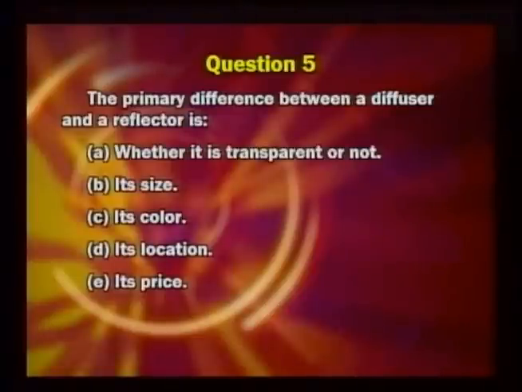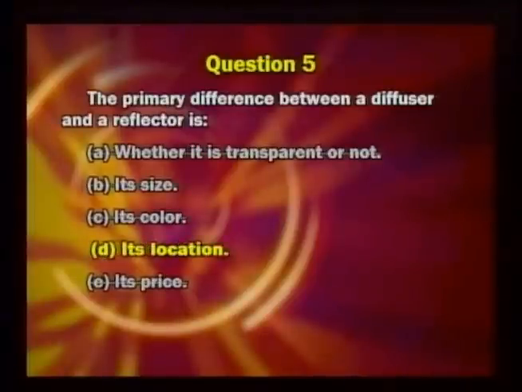I'd say probably its location. Okay. Bingo. Its location. Diffusers go between the light source and your subject. Reflectors go outside of the light source and your subject. You put your subject between your reflector and your light source. So, answer there is its location. So that's the only difference. Okay. All right. So, any questions on diffusers, reflectors, or colors?